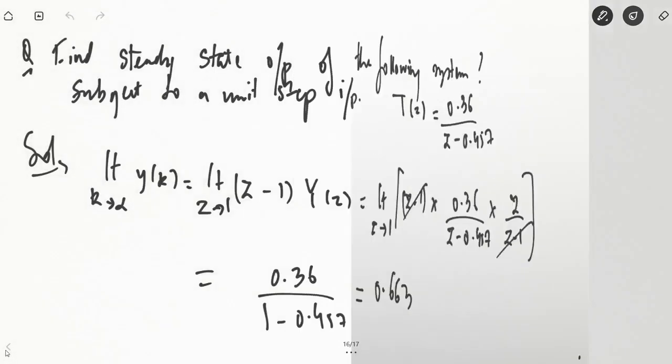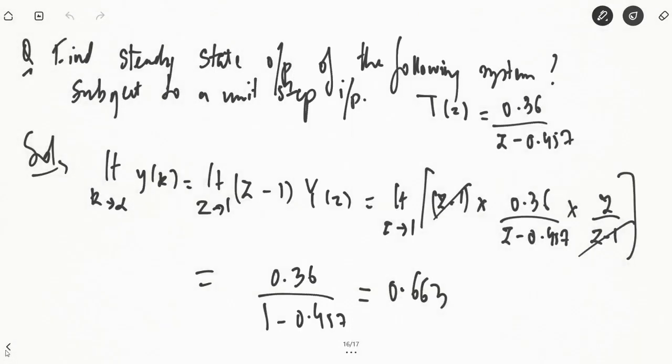Now, once you know the steady state output of a system, for this case that we have done, the steady state output is 0.663 and the input was a unit step input, that means actually 1. So for a unity input, your output is 0.663. Now this is in the discrete domain. I cannot draw a continuous time function. So you can simply state that the steady state error for the system is 1 minus 0.663, that's around 0.37.